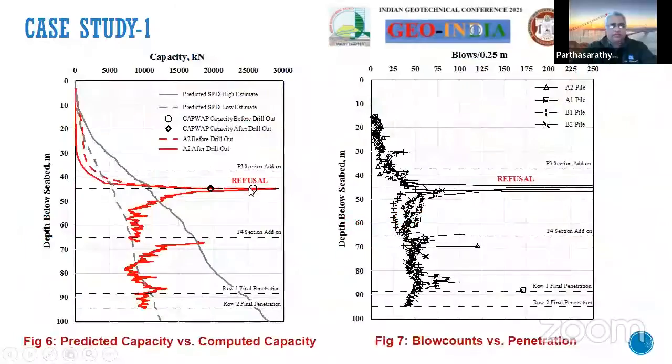As you can see, this is the capacity during restrike before the drill out, and this is after the drill out; there is a reduction in the capacity. This is essentially due to the reduction in the shaft friction. The dotted lines are before the drill out and the thick line is after the drill out.